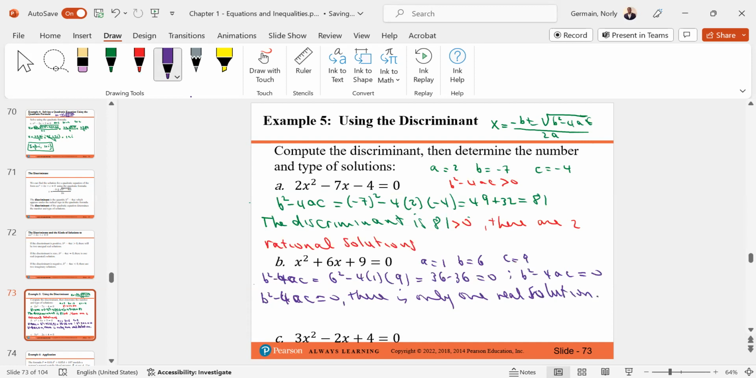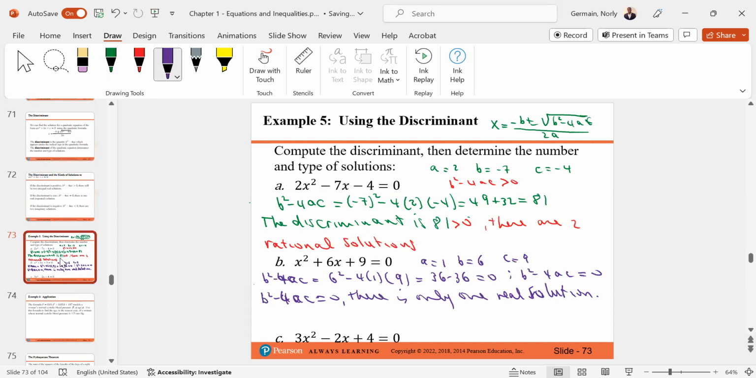Now, for the third one, I need space. I'm going to erase all of this.